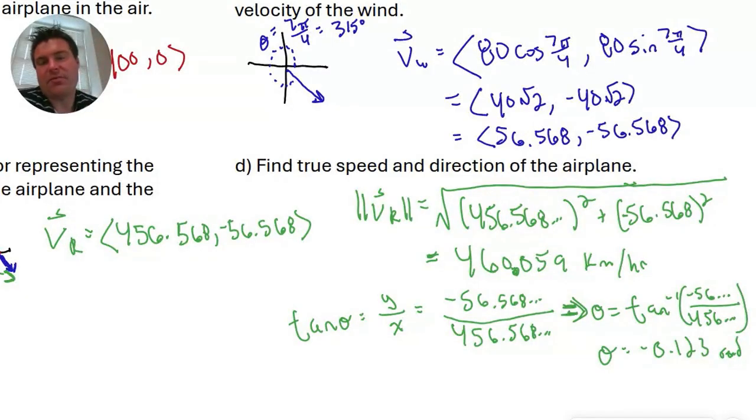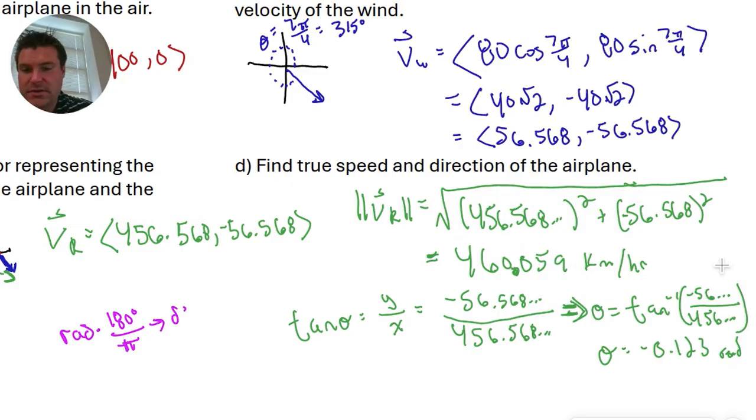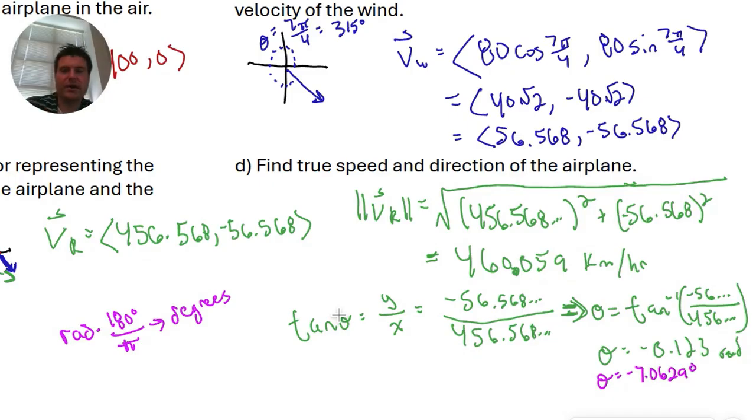So now that I have the radian answer, I do want to convert this to degrees just in case you ever get asked for this in terms of degrees. So to convert from radians to degrees, you just take your radian value and multiply that by 180 degrees over whatever pi radians you have. That should be a pi in the bottom. And that's going to convert that to degrees. Okay, so if I do that for this value right here, I will end up with negative 7.0629 degrees, which is a totally awesome answer.